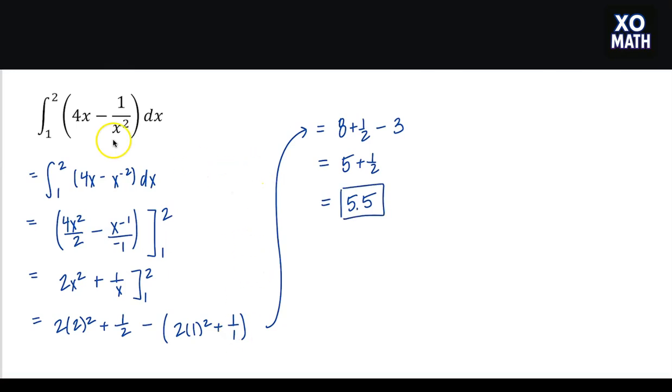So our answer to a definite integral here is going to be a numerical value, since this represents the signed area between 1 and 2 of the function 4x minus 1 over x squared. So it should not be a plus c.